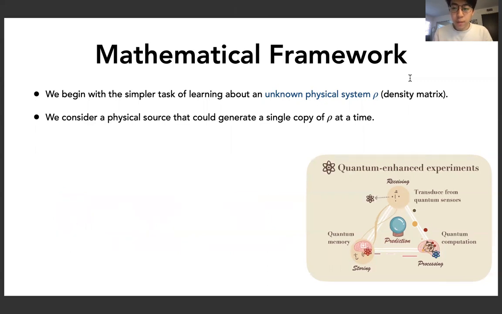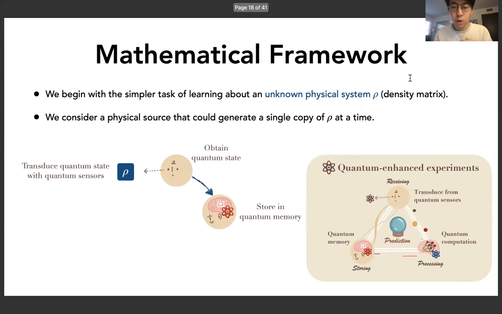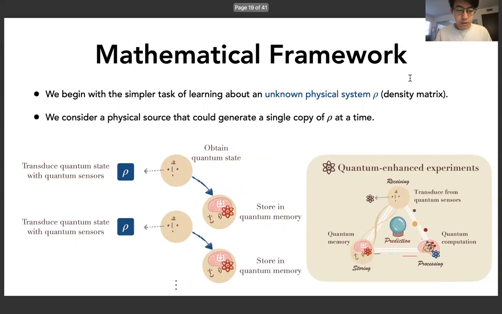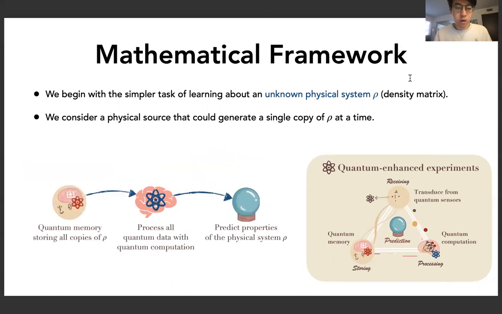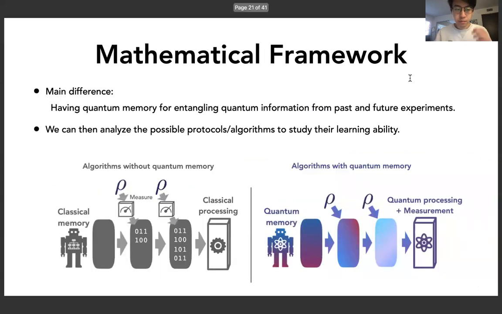On the other hand, for quantum-enhanced experiments, which are modeled by a quantum agent, also referred to as algorithms with quantum memory in this work, we have a quantum agent that could utilize quantum sensors to directly transduce this quantum state rho into its quantum memory. In the next experiment, the quantum agent will again use a quantum sensor to transduce this into quantum memory, and repeat. So at the end, it would have a quantum memory that stores all copies of this unknown state rho. One would then use quantum computers to process these quantum data and to make predictions about this physical system rho.